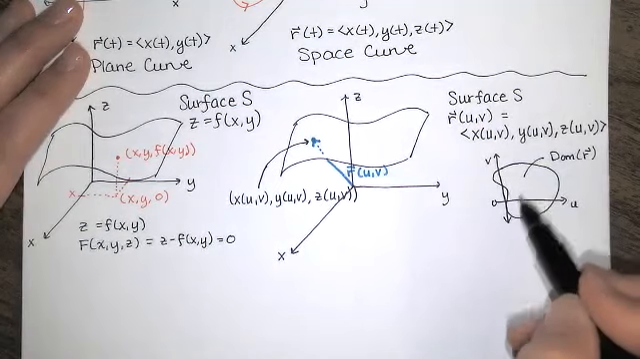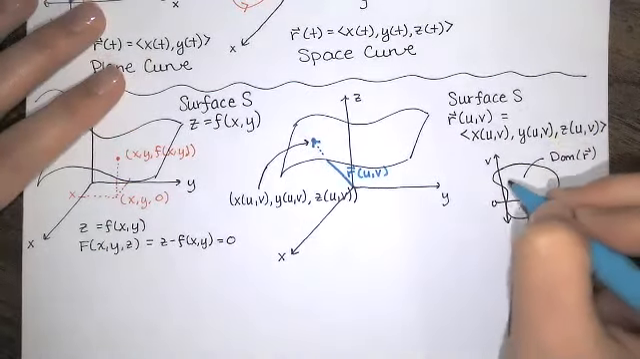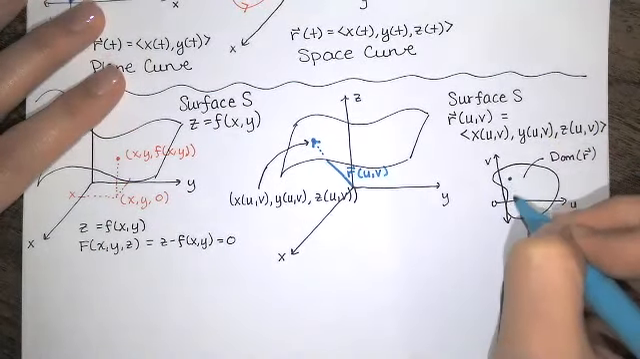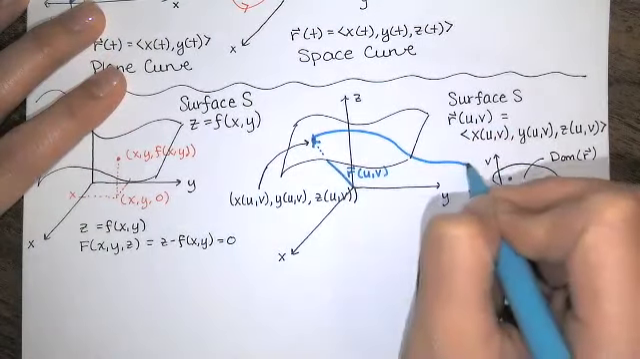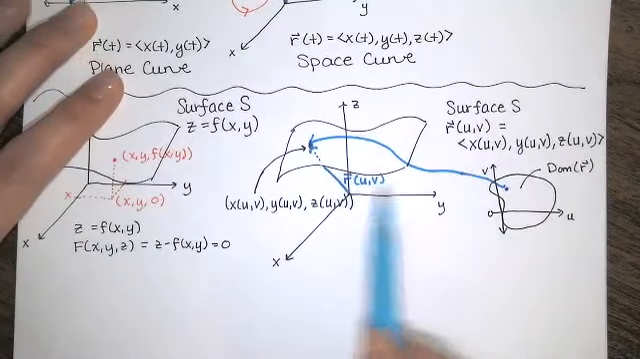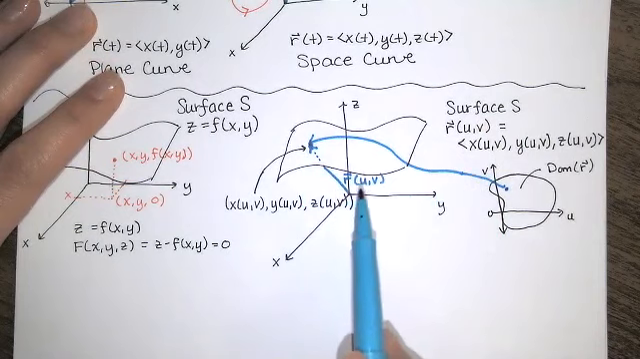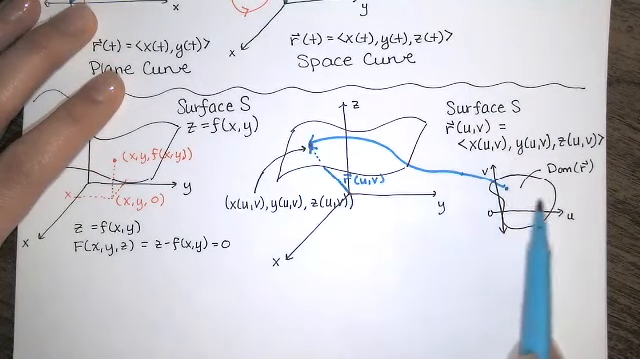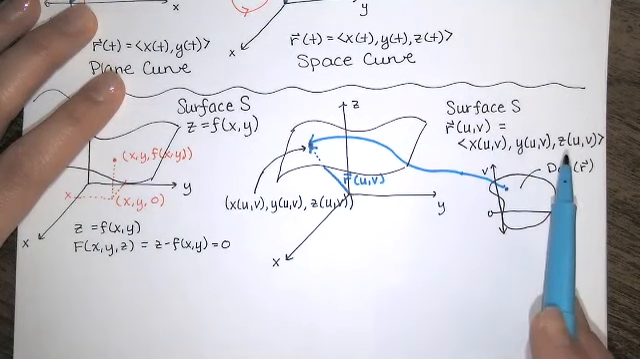And every UV in here maps to a particular location over here. So that UV pair maps to that location. Now we can also represent this by a vector. Every UV in this domain gives you an X and a Y and a Z.